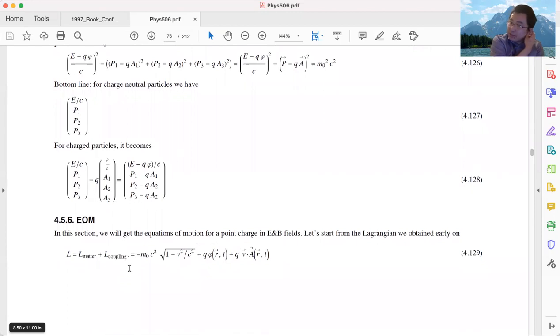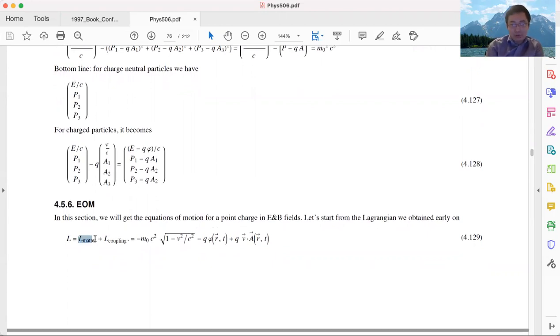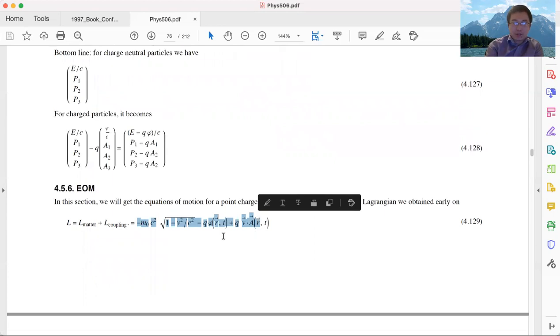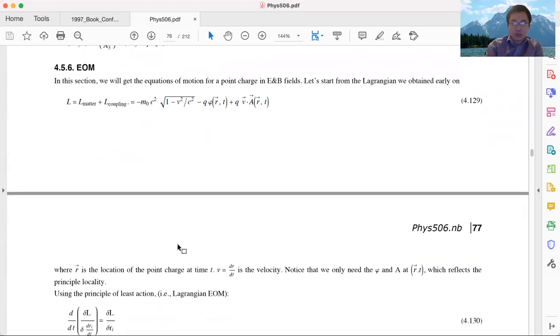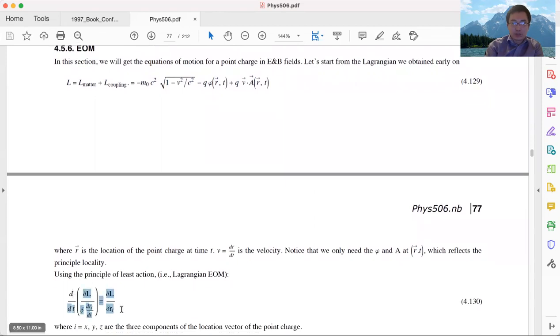So after we understand this minimum coupling, now let's go to the real task of this section, that's to figure out the equation of motion. We know the Lagrangian of the matter field, we know the Lagrangian of the coupling part, and we can write them together. This is my Lagrangian. Once we have a Lagrangian, we can immediately write down the equation of motion, which is just this.